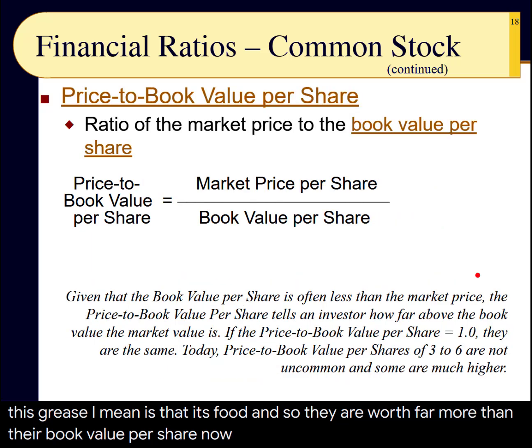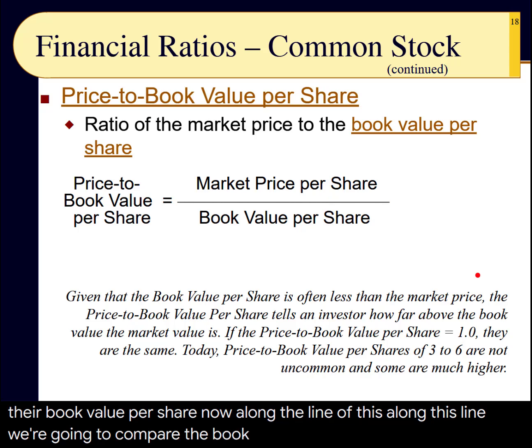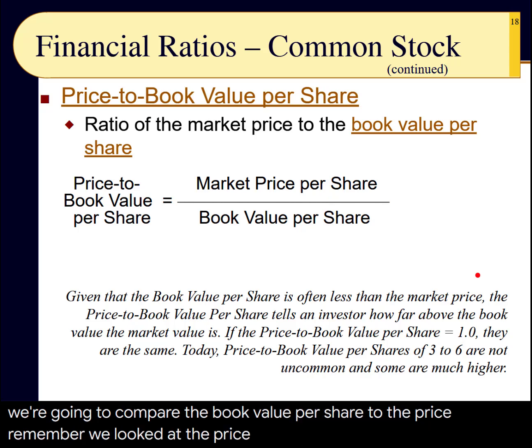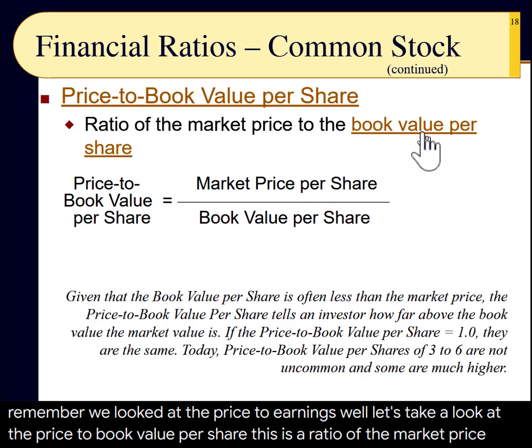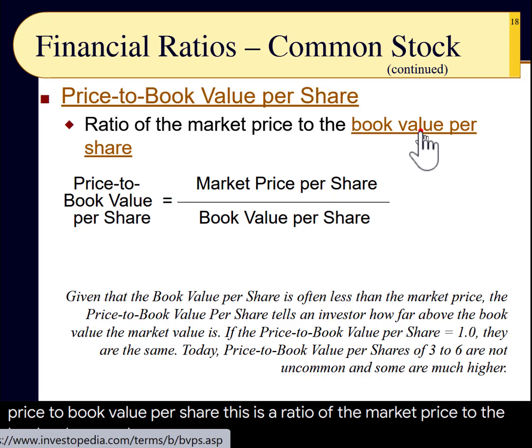Now, along this line, we're going to compare the book value per share to the price. Remember, we looked at the price to earnings? Well, let's take a look at the price to book value per share. This is a ratio of the market price to the book value per share. So remember, the price to earnings, price to book value is very similar.